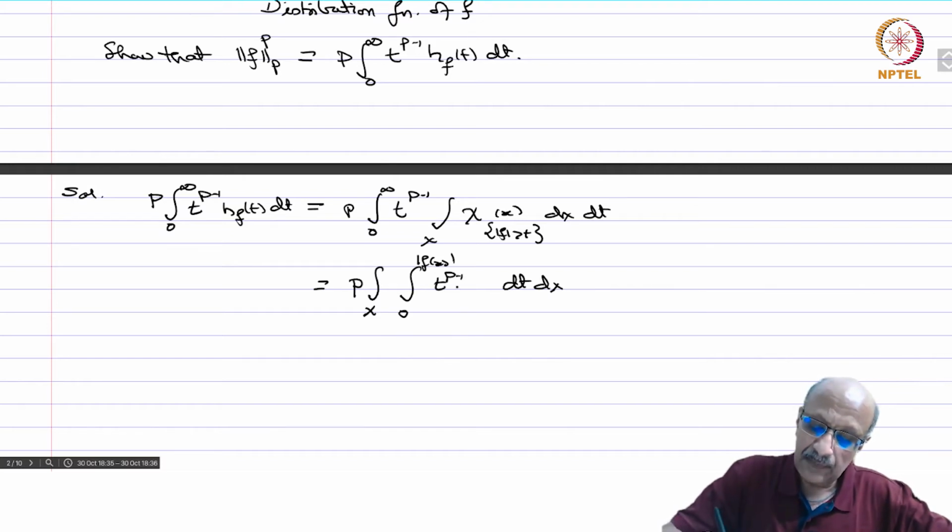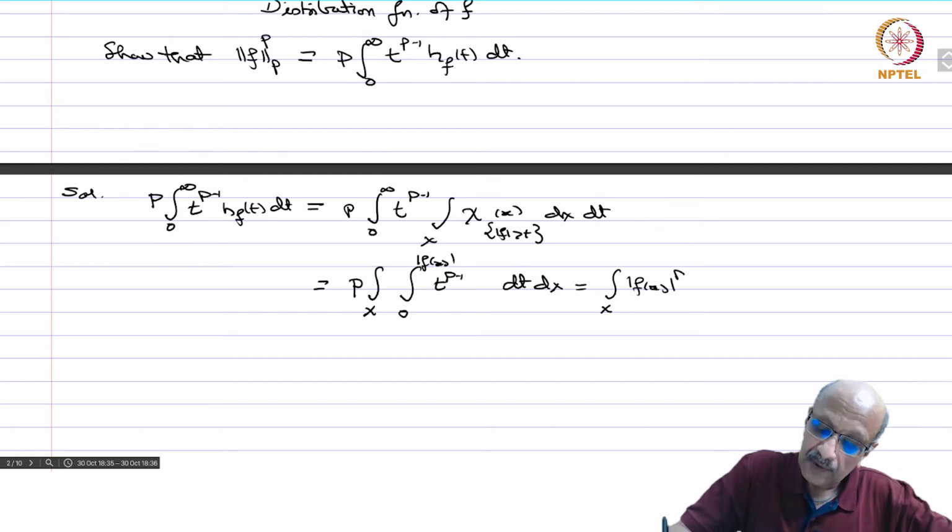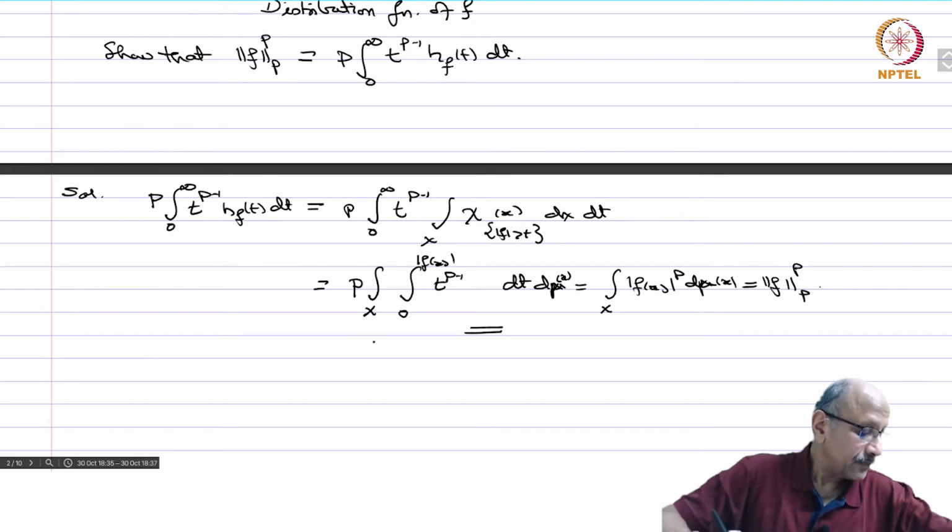Now p t^(p-1) integrates to t^p, so this is equal to the integral over x of mod f(x) to the power p d mu, sorry, d mu, not dx, d mu of x to be correct. Okay, so this is nothing but the norm of f in L^p, whole power p. Okay, so that is this.